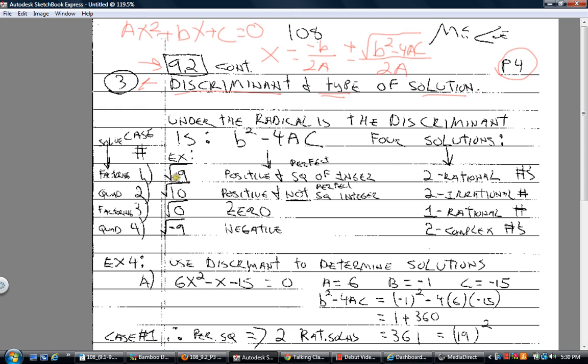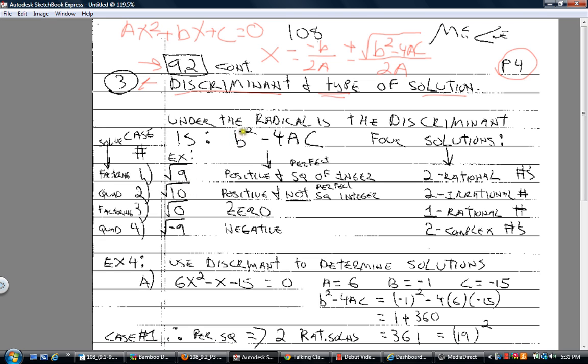I try to set this up to give you a heads up, before you solve it, as to how many solutions you're going to have. I recommend that you get these 4 cases, put them in your hand notes, and nail down exactly what the 4 possibilities are. They're not too bad once you get them done a couple times.